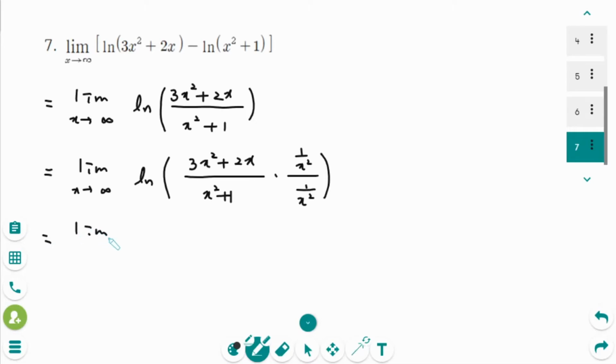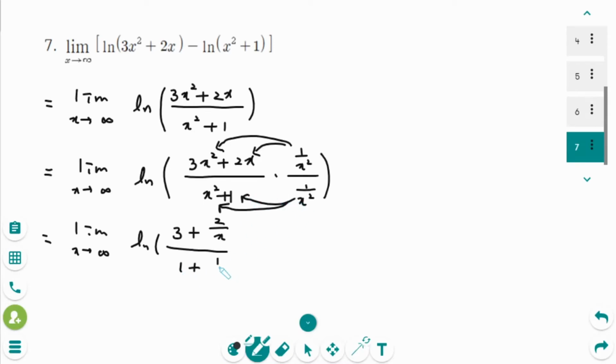And then expand inside the bracket. This one is 3 plus 2 over x, over 1 plus 1 over x squared. And then put infinity into x, then it is just ln of 3 plus 2 over infinity, which is 0, over 1 plus 1 over infinity squared, which is 0. So this is ln 3 over 1, which is ln 3. That is the answer.